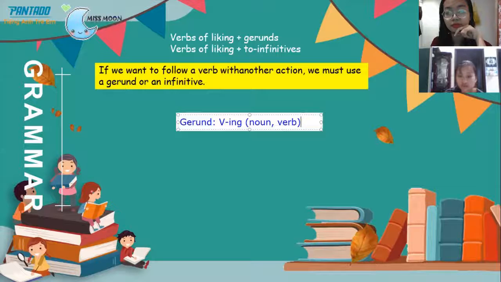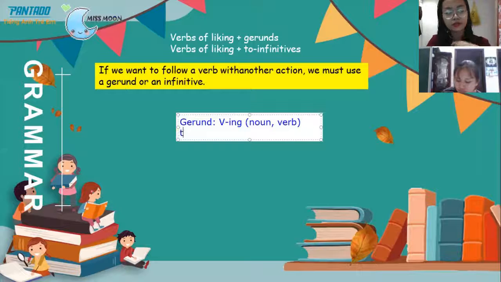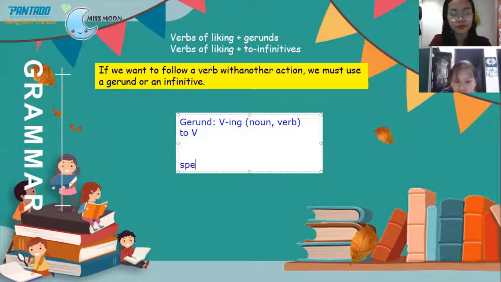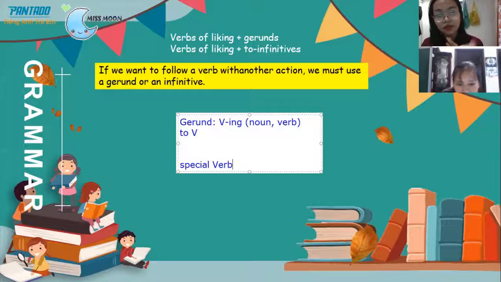Can you understand? Yes. The noun and the verb, but to-infinitive here is to plus a verb. The verb here is a base form, infinitive. So what is the difference between a gerund and to plus verb here? Do you know? Have you learned this one? No. So there are a lot of verbs of linking. I call this the special verb. I call them the verbs of linking.